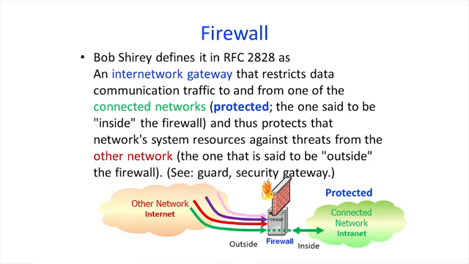Bob Shirley defined firewall in RFC 2828 as an internetwork gateway that restricts data communication traffic to and from one of the connected networks. The one said to be inside of the firewall and thus protect the network's system resources against threats from the other network. The one said to be outside is on the left-hand side of the firewall.